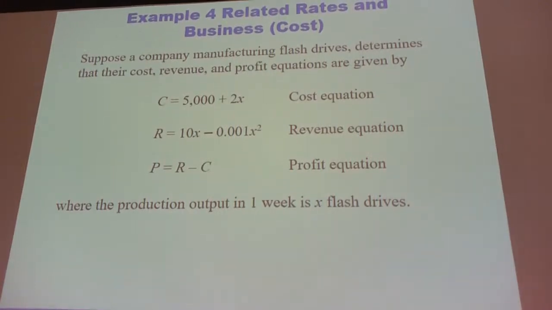So your cost, C, equals 5,000 plus 2x. Your revenue equation, R, equals 10x minus 0.001x squared. And your profit is revenue minus cost, where the production output in 1 week is x flash drives.